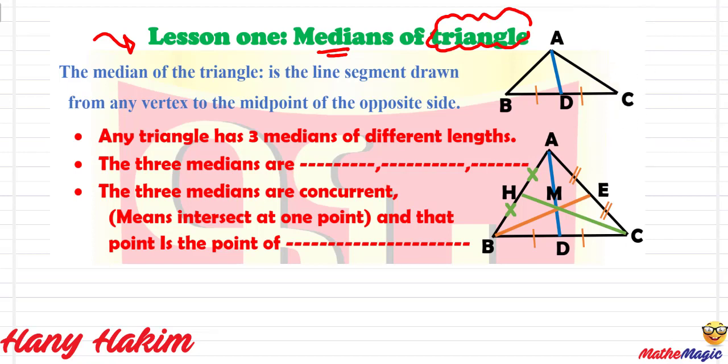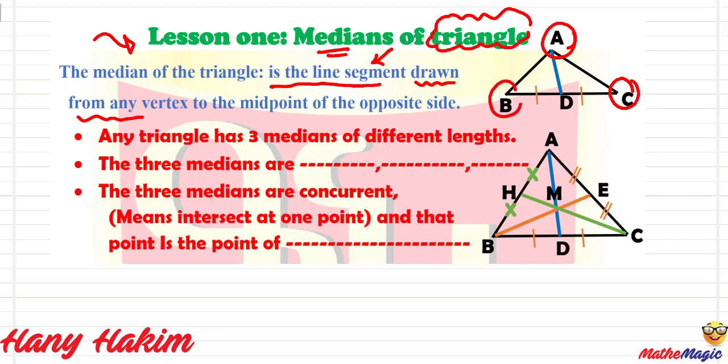First, let's take the definition of that median. The median of the triangle is a line segment. That means I can find the length of it. I can say the median equals 7 centimeters and so on. How can we draw that median? The median is drawn from any vertex. So let's move to our triangle.